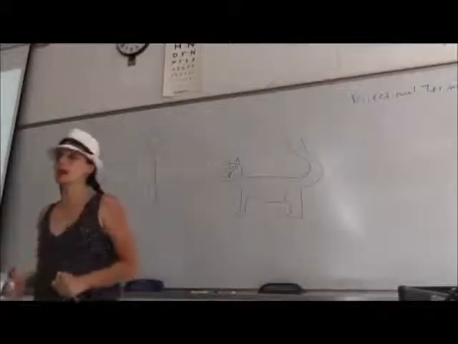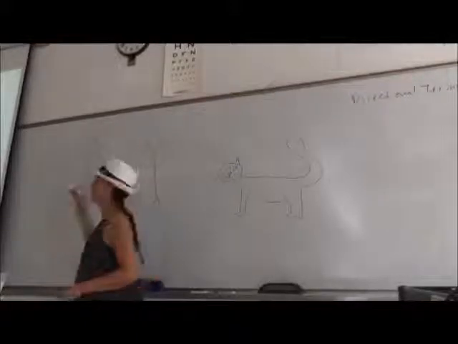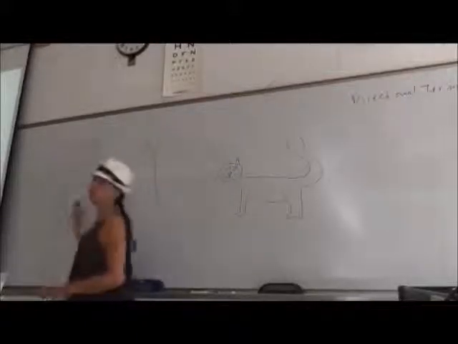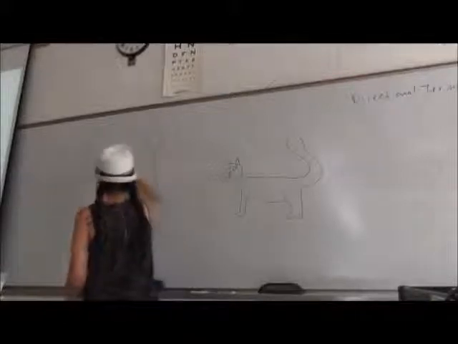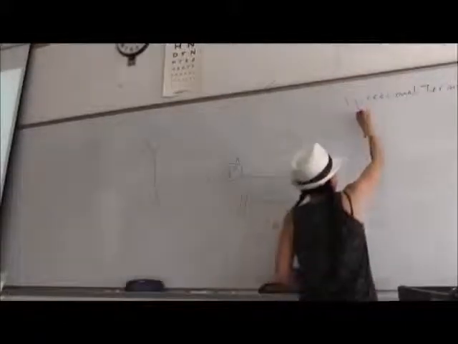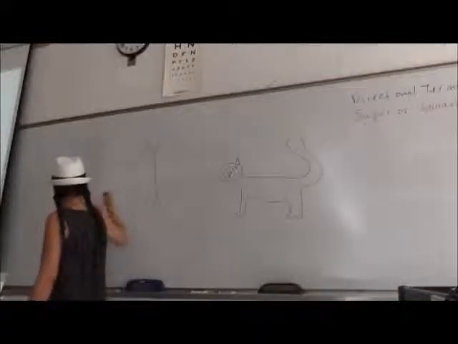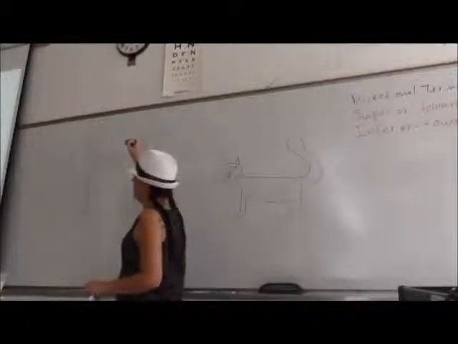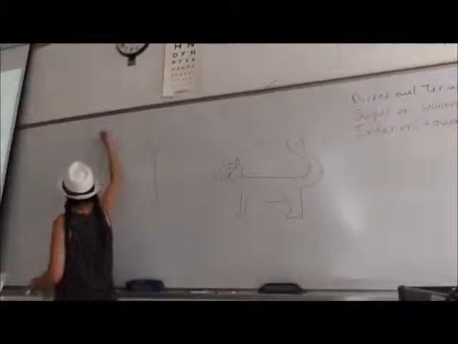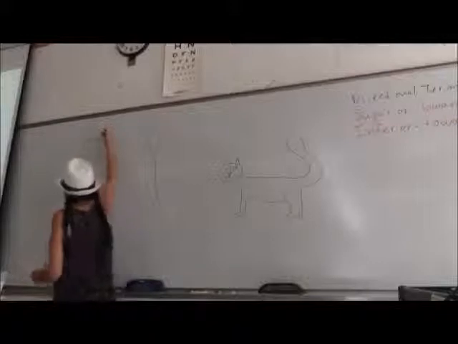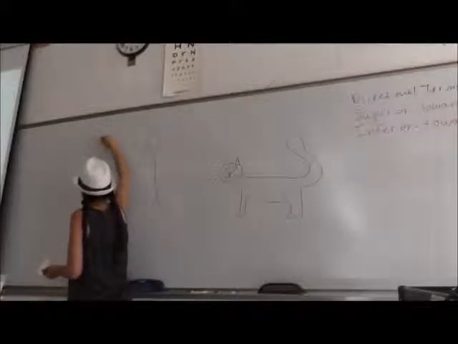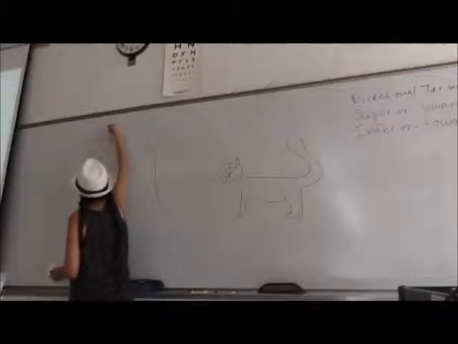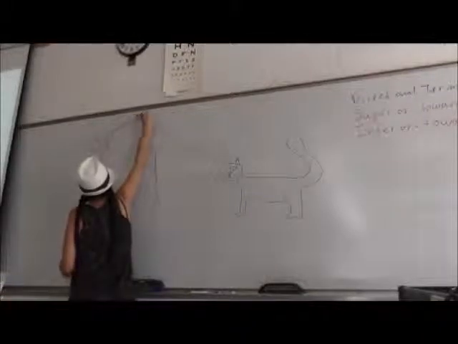These are directional terms. You can't just say this spot right here is superior. This spot is superior to this spot. So superior means towards the head, relative to something else. The opposite of superior is inferior, which means towards the feet. You can also think of this region as your cranial region, so sometimes you'll see as a directional term towards the head, cranial.